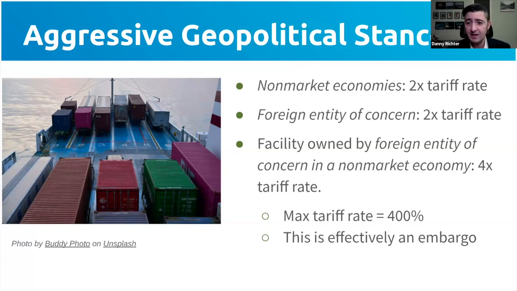So the max tariff rate is 400%. And this is an embargo. It's basically saying that if you have goods that are taxed at that rate, they're not coming into this country. You're not exporting to this country.